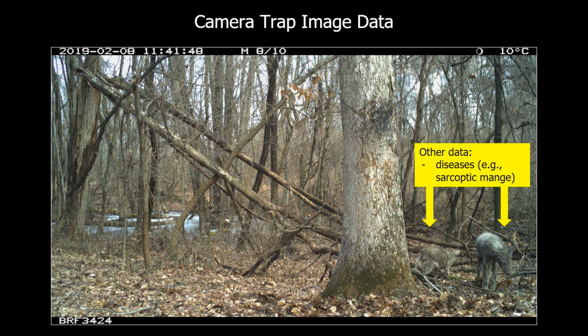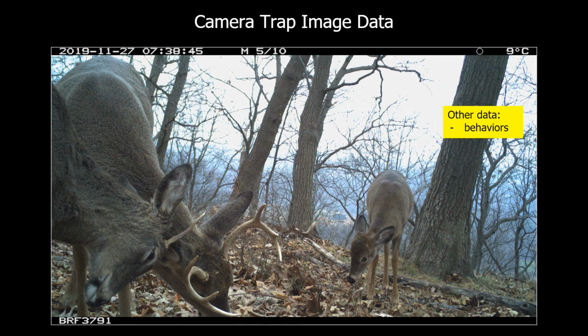We might make other observations, like these 2 coyotes with sarcoptic mange. Mange is typically spread via social interactions, so it might be worth investigating whether there is something near this camera trap that is affecting the spread of this disease. And lastly, we can often see a behavioral display, like these 2 male white-tailed deer who are sparring with each other.